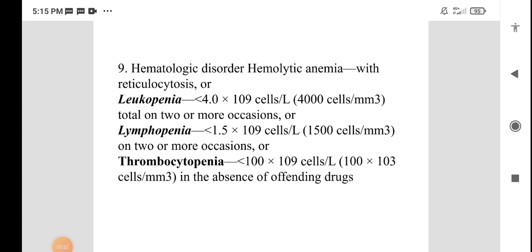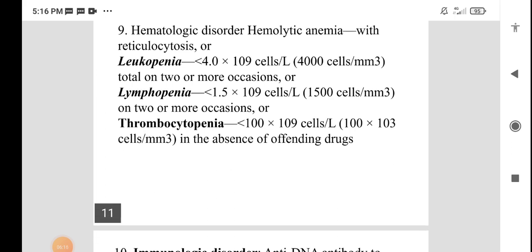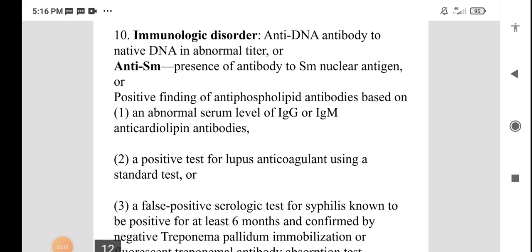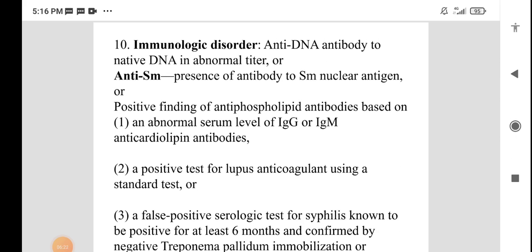Hematologic disorder: hemolytic anemia with reticulocytosis, or leukopenia less than 4000 cells, or lymphopenia less than 1500 lymphocytes. Thrombocytopenia: the count goes down to less than 1 lakh. There can be a history of pancytopenia. Whenever there is pancytopenia, the patient is immunocompromised. So such SLE patients in the present scenario of COVID are very vulnerable and susceptible.